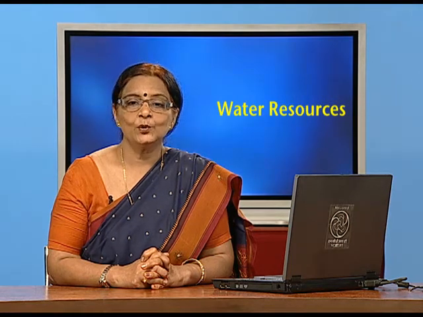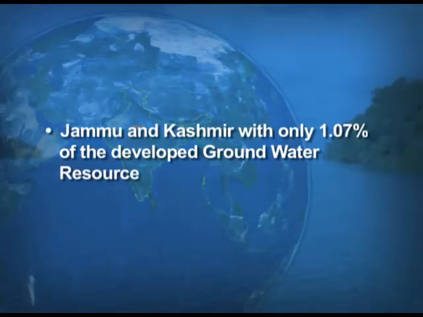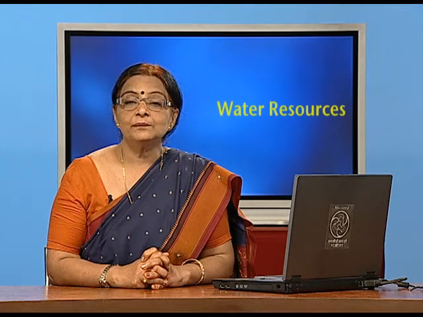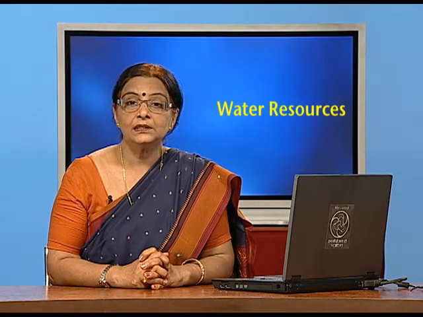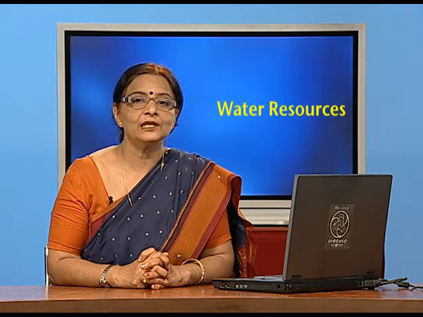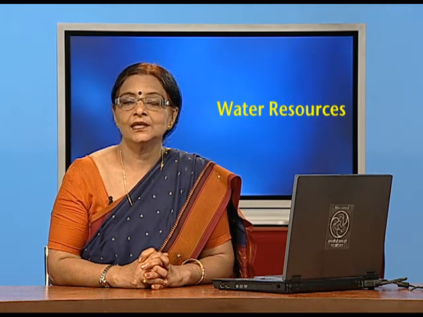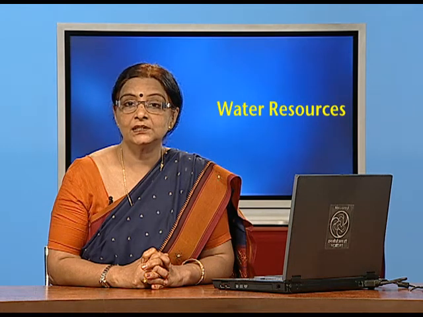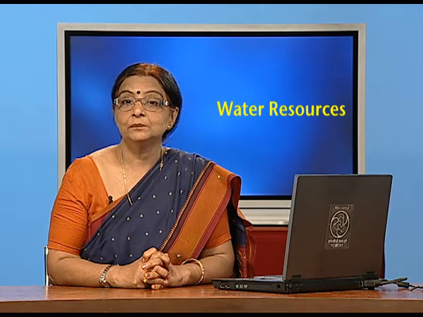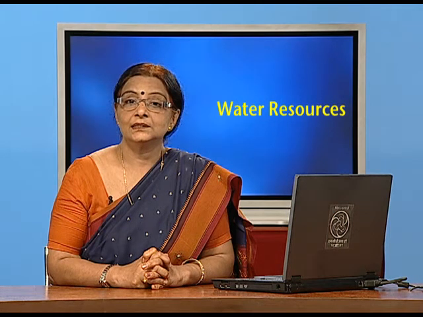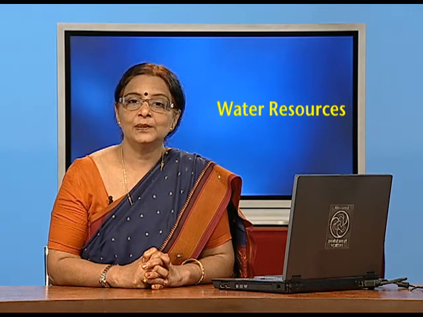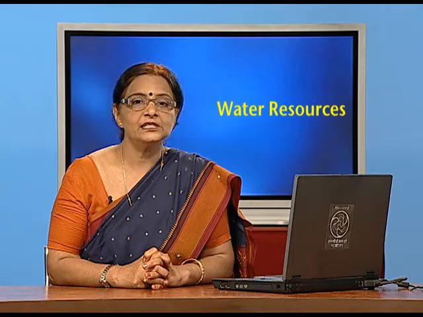One is Jammu and Kashmir with only 1.07% of the developed groundwater resources, whereas Punjab has 98% of the developed resources of the groundwater. So, the idea must be clear to you why there is so much variability in the development of water resources in these two states. And the reason is quite clear: the only reason for that is Punjab being the most progressive state.